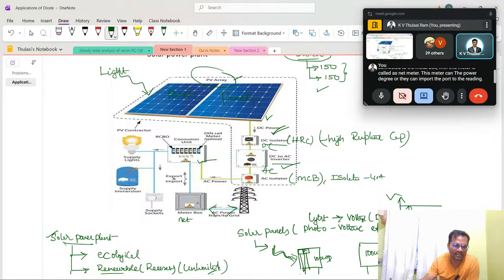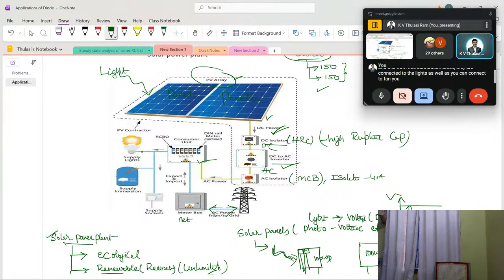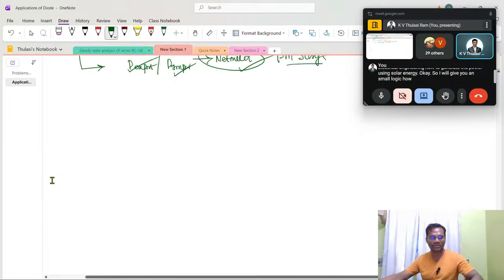From this distribution box, it is connected to the lights, and you can connect a fan, a tube light, or any AC appliances you have in your home. So this is very trending in electrical engineering: how to generate power using solar energy. I will give a small example of how we do it at our campus.